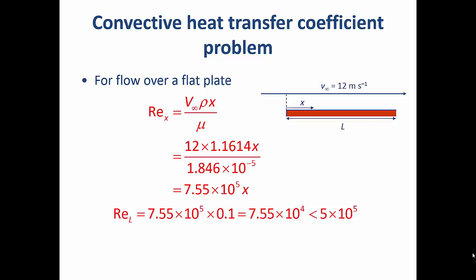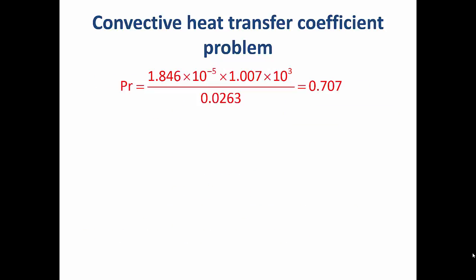If the plate length is 0.1 meters, then the Reynolds number comes out as 7.55 times 10 to the 4, which is less than the critical Reynolds number for transition from laminar to turbulent, which is 5 times 10 to the 5 for flow over a flat plate. Hence the flow is laminar. The Prandtl number we can calculate from the properties of the fluid, and it's 0.707, and this will actually remain the same for all of the different plate lengths.